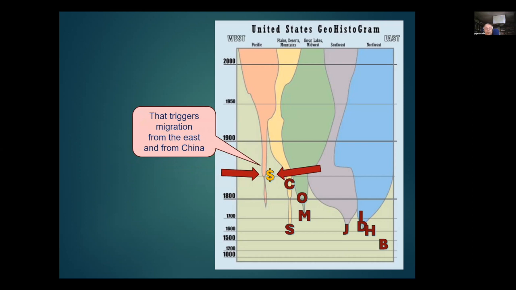A lot of people came from the east out to California, but an awful lot of people came across the Pacific Ocean from places like China and Korea toward California. You can see how the geohistogram as a diagram helps us show both the time and the place of a whole bunch of these separate events.